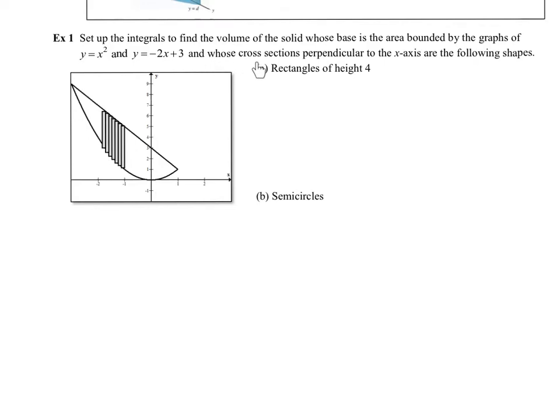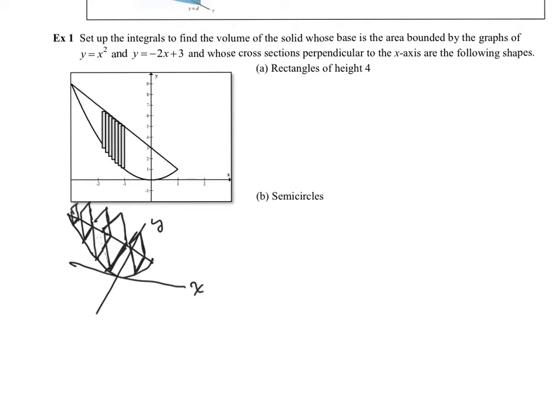Its cross sections that are perpendicular to the x-axis are the following shapes. Well, in our first example, we're going to let those cross sections be rectangles of height 4. So I'm going to stop the video and try to draw what you're looking at. These little rectangles that you see are actually the bases of those cross sections. So let me see if I can sketch kind of what this would look like in 3D.